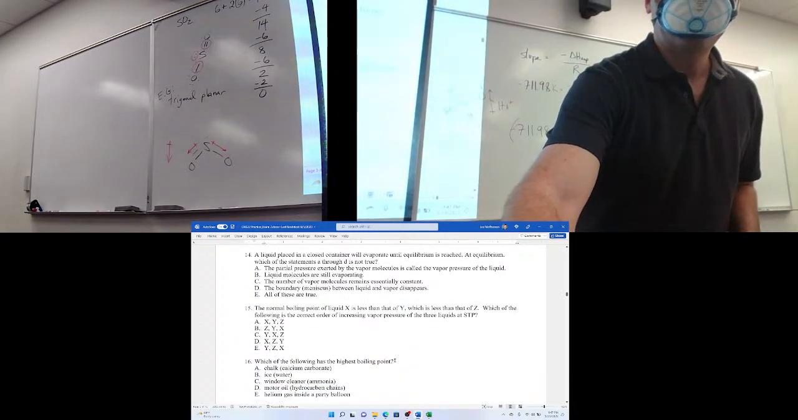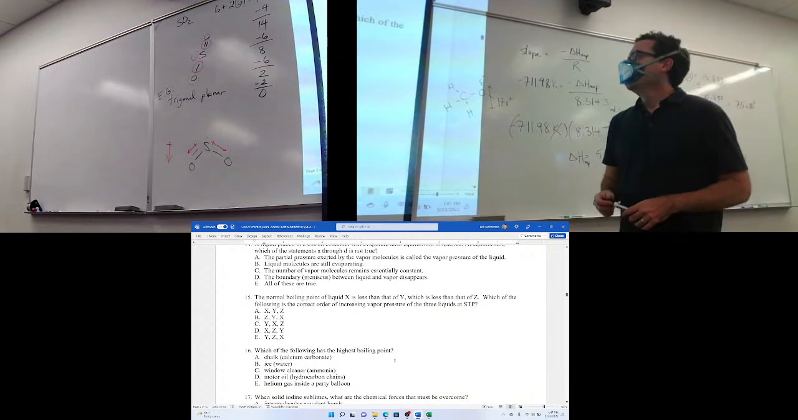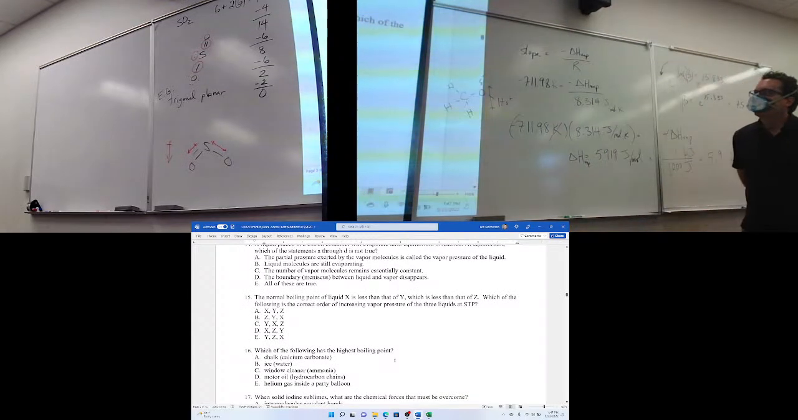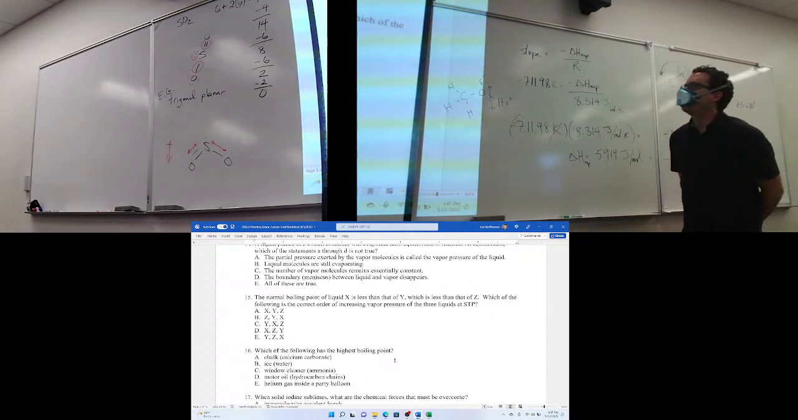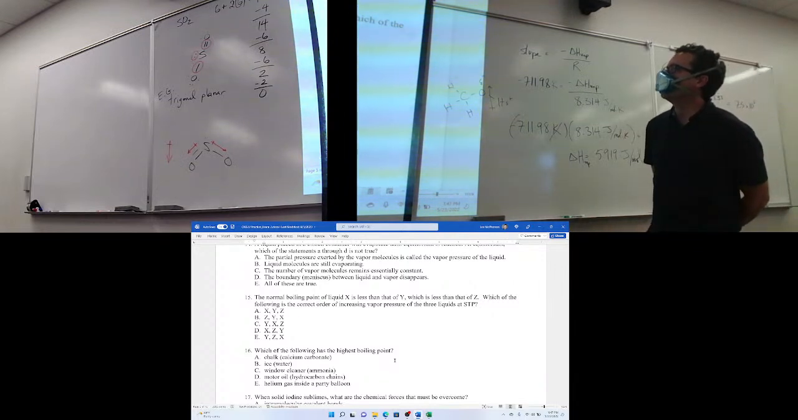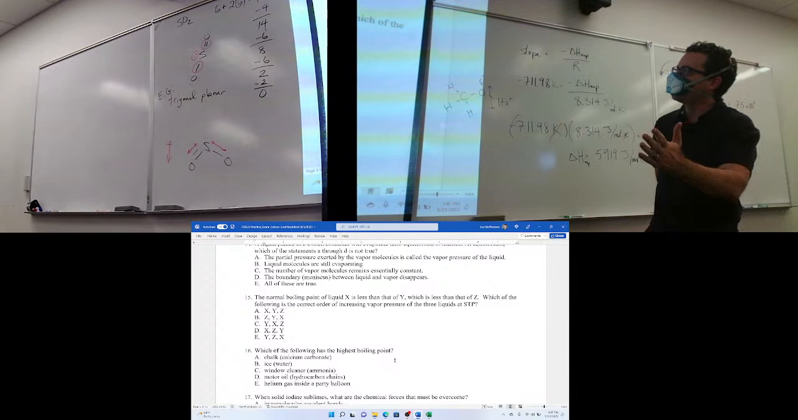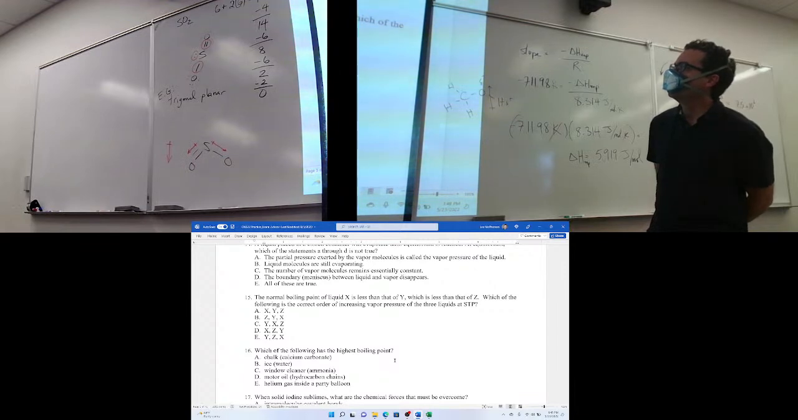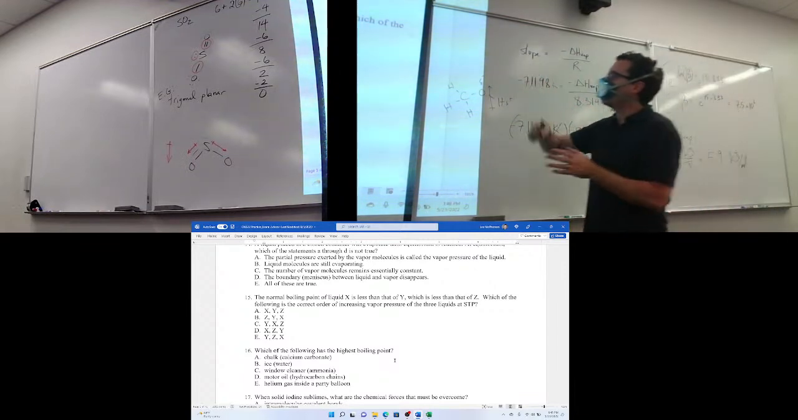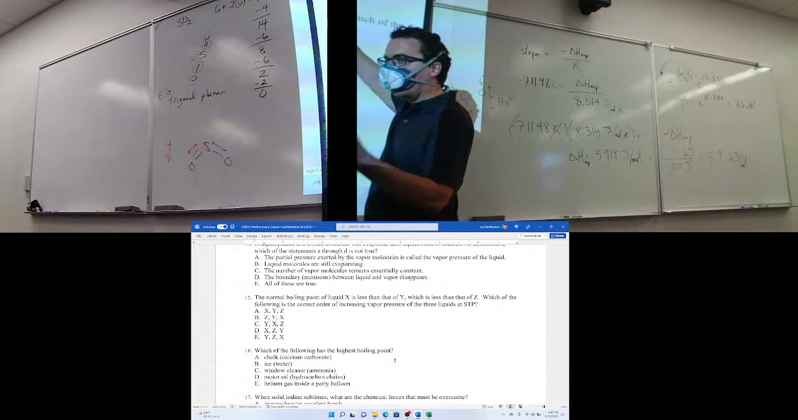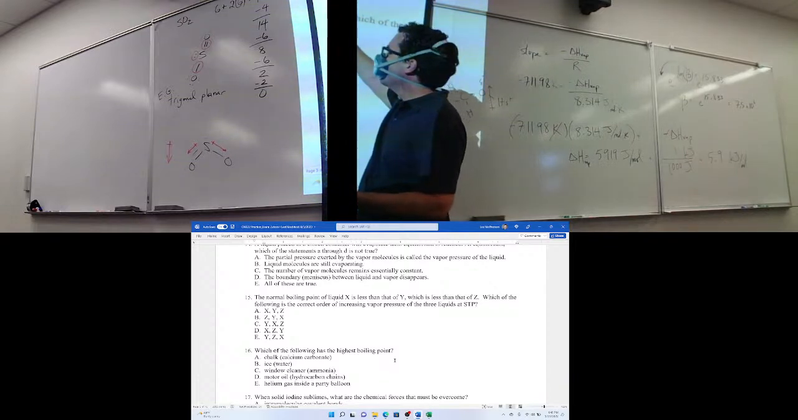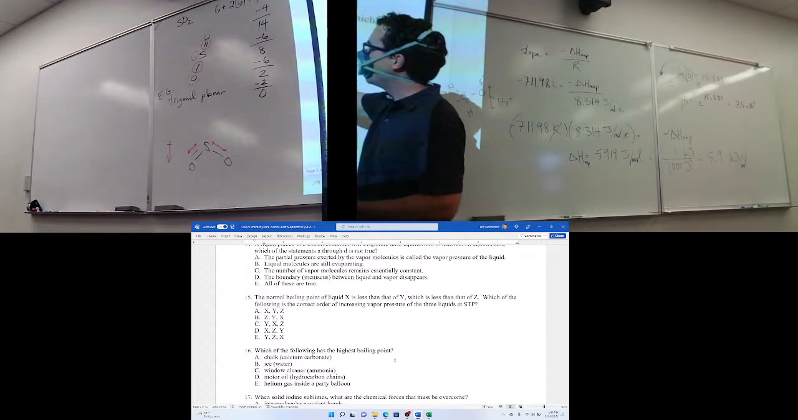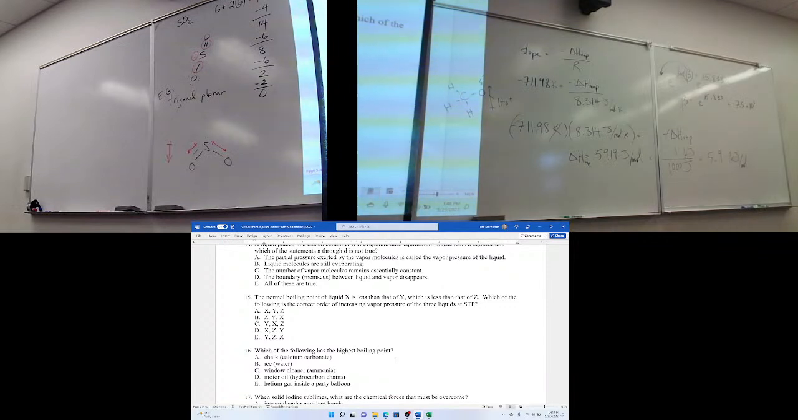All right, so D is untrue. The normal boiling point of liquid X is less than that of Y, which is less than that of Z. So X is the lowest, then Y, then Z is the highest. Which of the following is the correct order of increasing vapor pressure? The higher the boiling point, the lower the vapor pressure is going to be. So Z is going to have the lowest vapor pressure, then Y, then X is going to be the highest.